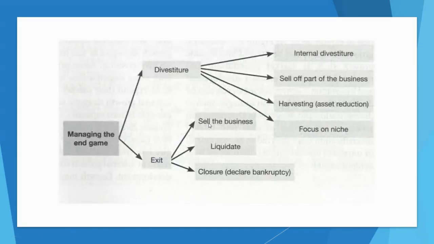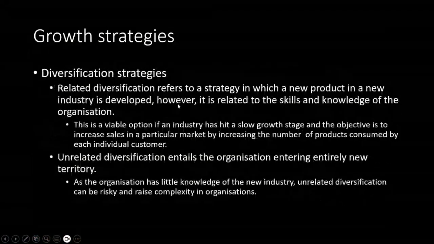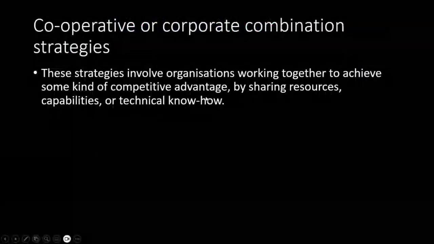End game, where obviously you have a lot of threats and a lot of weaknesses. Divestiture, internal divestiture. You start getting rid of some of your assets. You sell off parts of the business. You reduce other assets, focus on a niche market, exit, liquidation, bankruptcy, selling the business, and other options. So nothing too dramatic there.